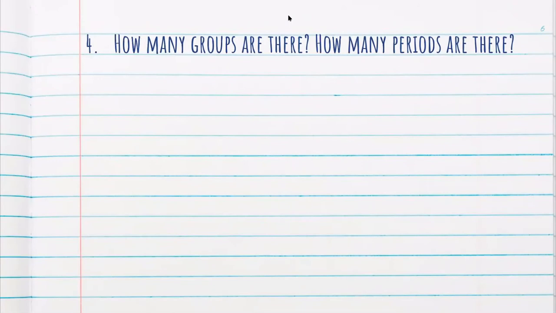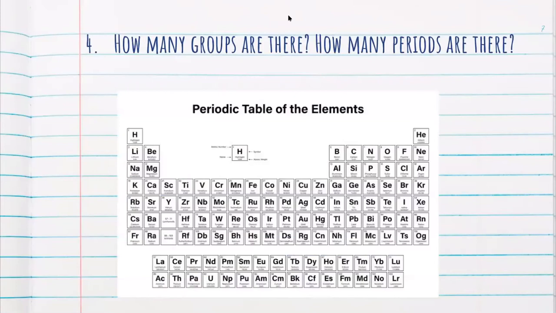Question 4 asks, how many groups are there? How many periods? Well, if we look at our periodic table, we have a total of, let me count them, 1, 2, 3, 4, 5, 6, 7, 8, 9, 10, 11, 12, 13, 14, 15, 16, 17, and 18. We have 18 columns, so that means we have 18 groups.